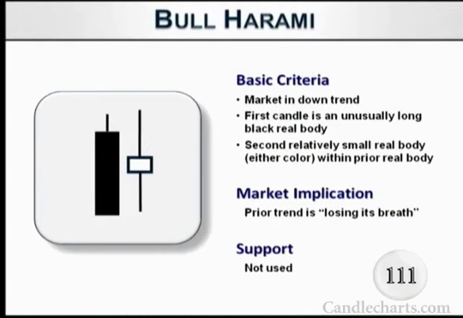Now, another potential bottom reversal signal is a bull harami. The market is in a downtrend. The first candle is an unusually long black real body. The second candle could be black or white. It has to be a very small real body, or a doji, that's within the prior real body. The Japanese would say the market is losing its breath. The prior trend is losing its breath. And we don't use this as support or resistance. The Japanese would also say the upward power of the market has dissipated.